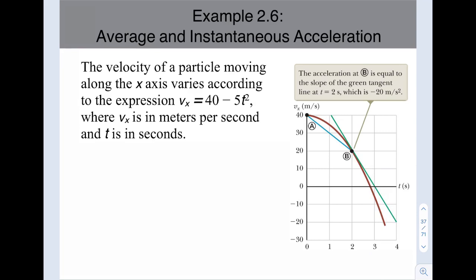Example 2.6. Average and instantaneous acceleration. The velocity of a particle moving along the x-axis varies according to the expression Vx equals 40 minus 5t squared, where Vx is in meters per second and t is in seconds. Okay, so this is a graph.